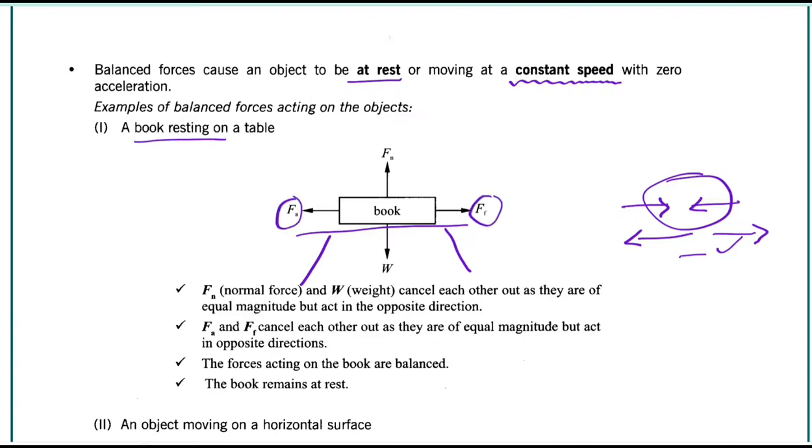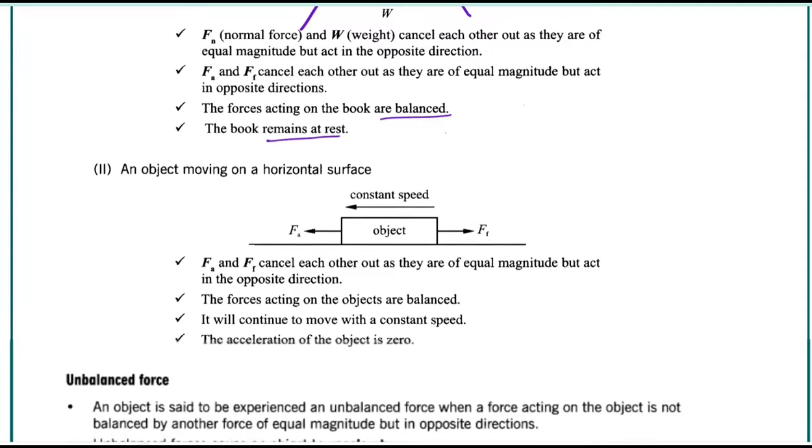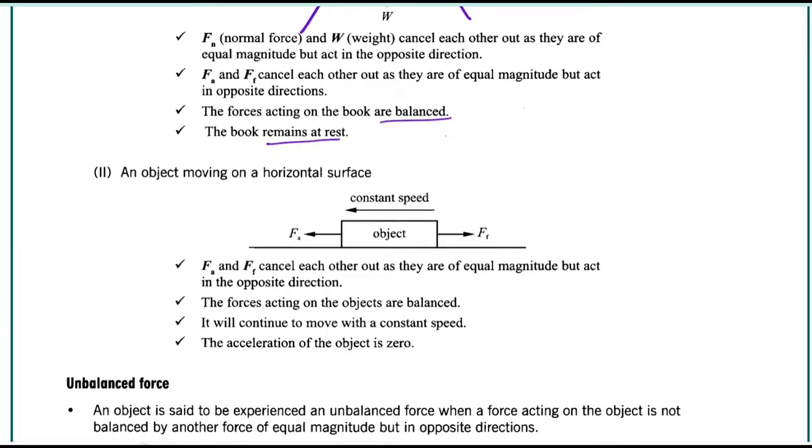So those two will be acting against each other, and then they will cause the book to just remain stationary. So sideways, there are two forces being applied, and then the forces acting on the book are said to be balanced, and they will remain at rest.